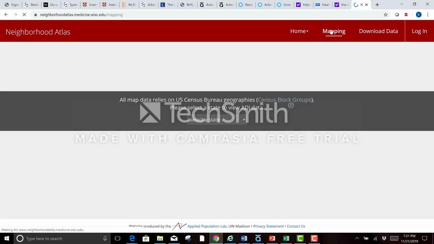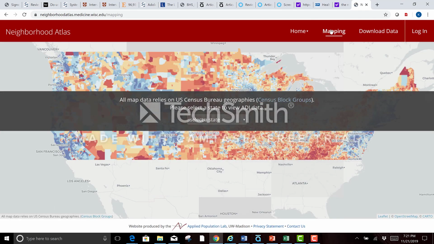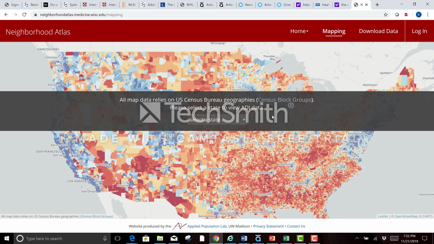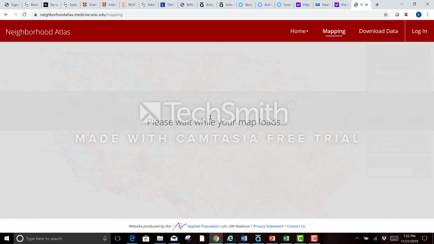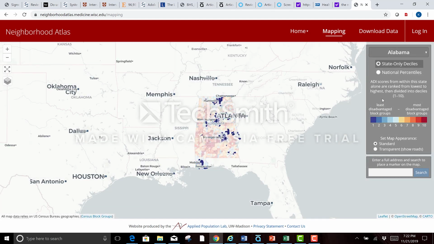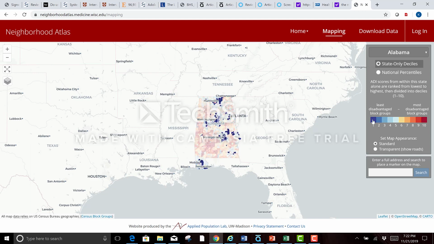And so when we go to mapping, you can map by using Census Bureau geographies, using census block groups, or CBGs. If we look at the state of Alabama, the Alabama map demonstrates where the most disadvantaged areas are, and then we can link that with health outcomes. So when we look at this map, we see that the least disadvantaged block groups are in blue, and the most disadvantaged block groups are in red.